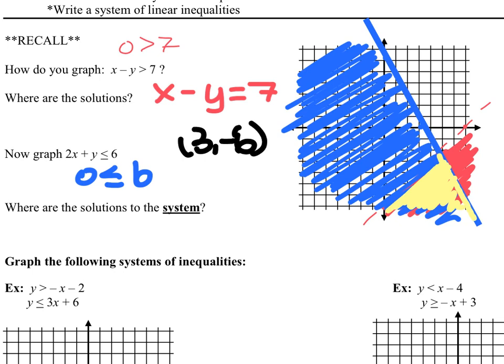The point negative 1, 2 wouldn't be because it's only in the blue. So it works for the blue but not for the red, and to work for the system it has to work for both. Keep in mind that the dotted line meant that points on that line don't actually work. So 4, negative 3, even though that point's in the blue, it doesn't work for the red because the red's dotted. But the other point would be a yes because it's in the red and it's on the blue, and the blue is a solid line.